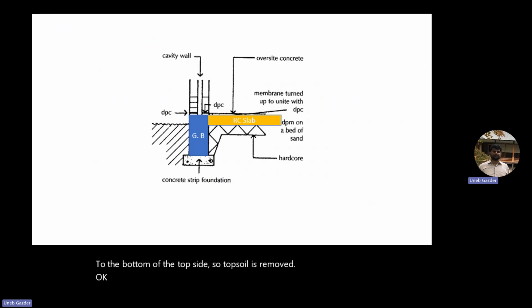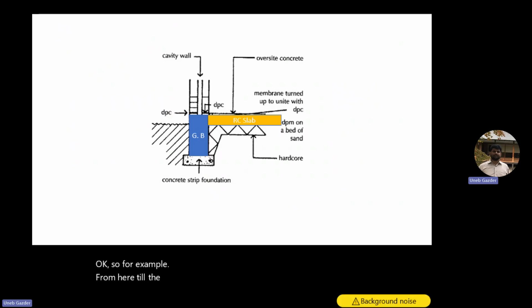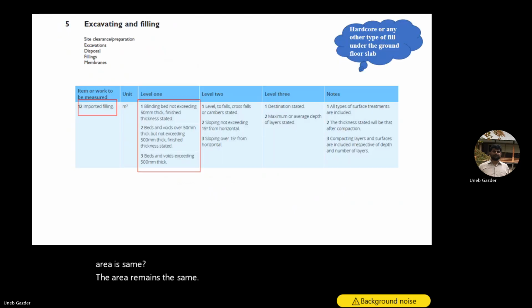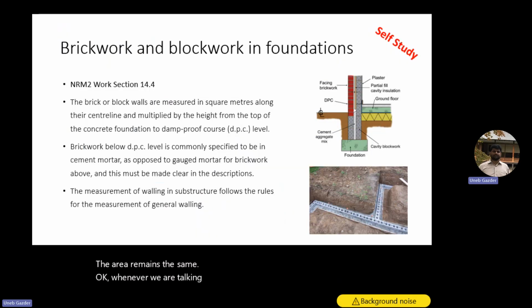So for example, from here till the existing ground level was, let's say, 0.5 meters. And you remove the topsoil 150 millimeters. So your bulk excavation will be 0.5 minus 150 millimeters, the height. Okay. And the area, as I mentioned, the topsoil and bulk excavation, the area is same. The area remains the same. Okay. Wherever we are talking about excavation, the filling is included.